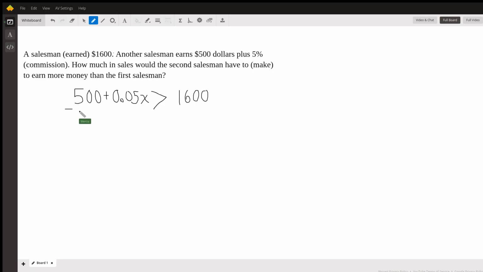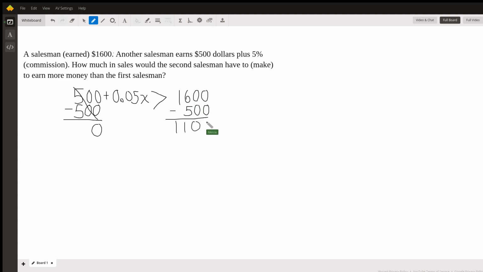So let's get started. I have a positive $500 being added on, so we will get rid of that first by doing the inverse operation of addition, which is subtraction. I do it on the left side and the right side of the inequality. That's how we keep everything balanced. So 500 minus 500, that is gone. 0 remains there. 1600 minus 500, that's 1100.